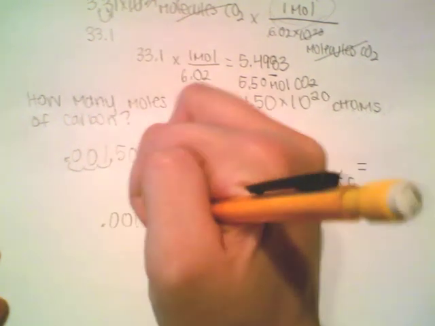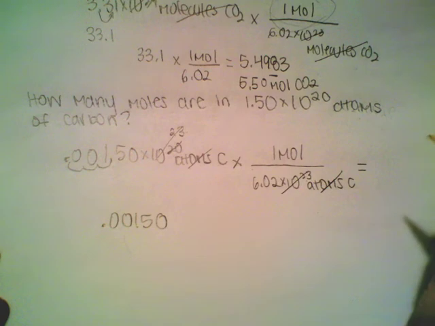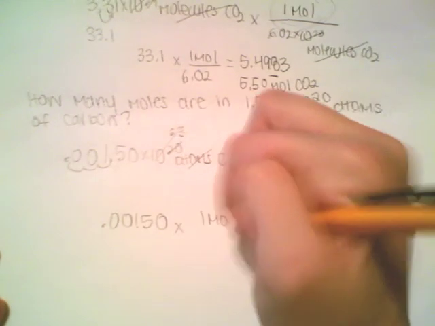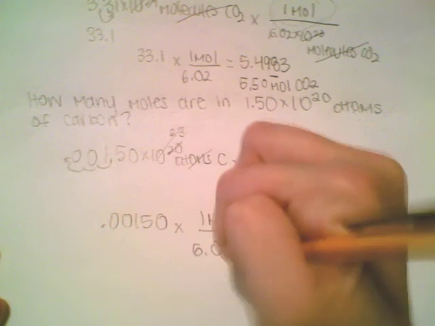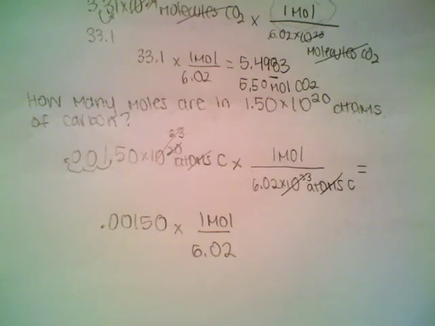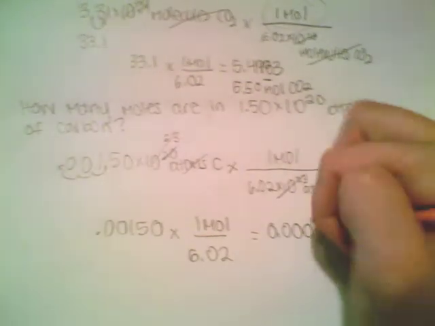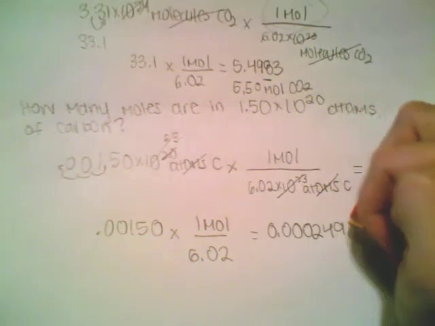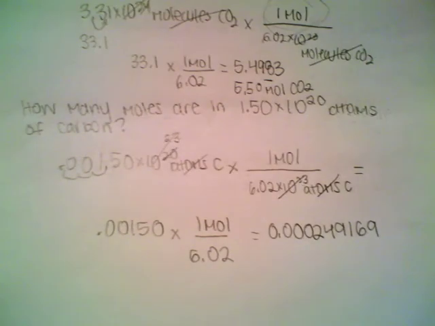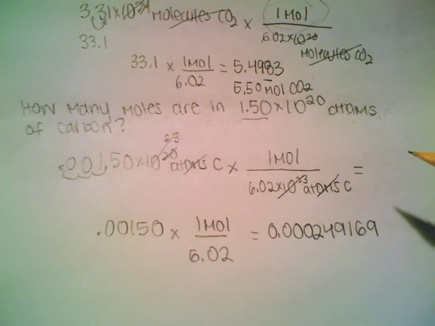We have 0.00150 times 1 mole over 6.02. 0.00150 divided by 6.02. And I got 0.000249169. I'm just going to write out the whole number. My given information had 3 sig figs, so my answer can only have 3 sig figs.